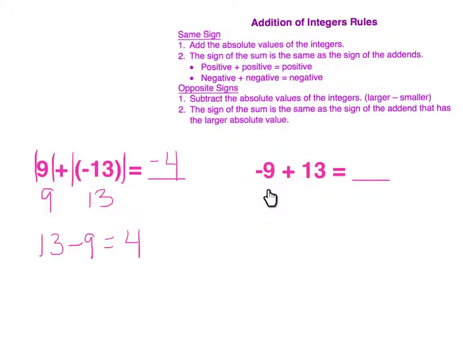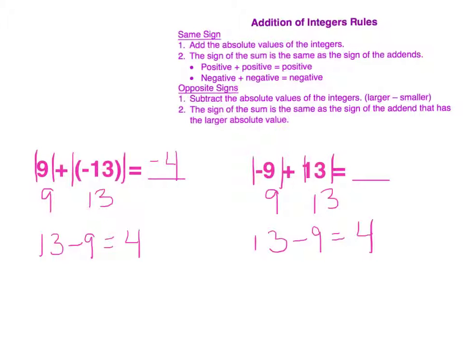Now we're going to add negative 9 plus 13. Since they have opposite signs, we're going to follow these same rules, and we're going to start by subtracting the absolute values of the integers, larger minus smaller. So the absolute value of negative 9 is 9. Absolute value of 13 is 13. 13 is still bigger than 9, and 13 minus 9 is 4.